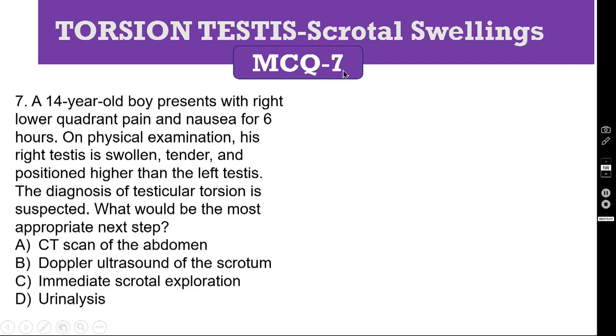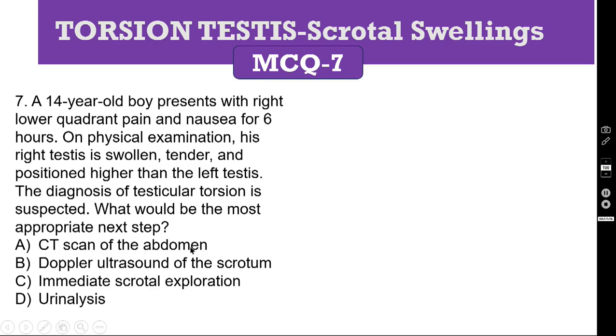MCQ number 7. A 14-year-old boy presents with right lower quadrant pain and nausea for 6 hours. On physical examination, his right testis is swollen, tender, and positioned higher than the left testis. Diagnosis is testicular torsion. What would be the most appropriate next step?